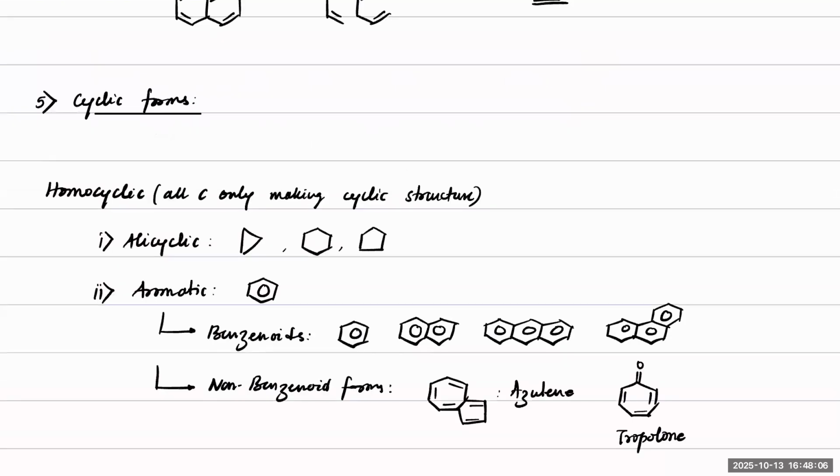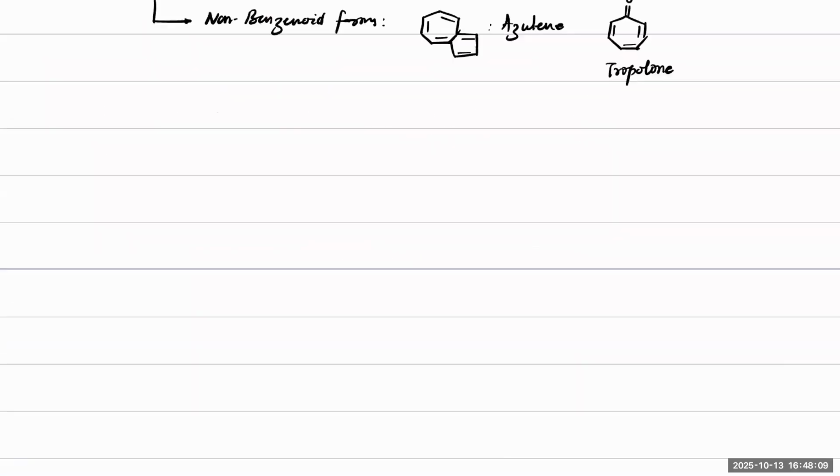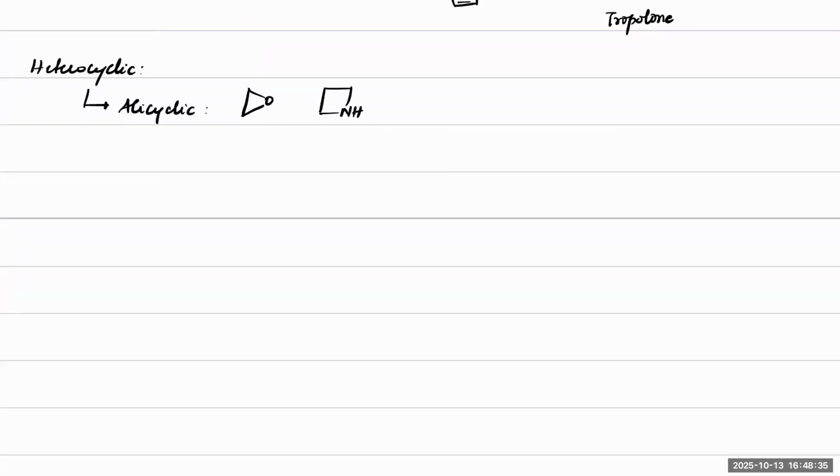Homocyclic is clear, right? Similarly, we have heterocyclic. Heterocyclic also has alicyclic and aromatic. If you have alicyclic, it is a cycle made up of carbon as well as nitrogen, oxygen, and other elements present in it. So this kind is heterocyclic alicyclic. Next are aromatic heterocyclics, like this.